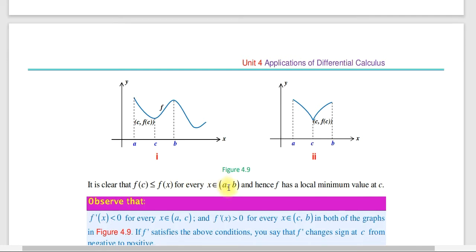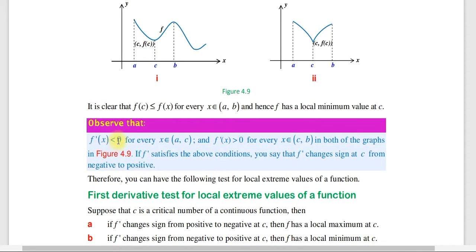It is clear that f of c is less than or equal to f of x for every x an element of (a, b), and f has a local minimum value at c ነው ምንለው አሁን እዚህ ላይ local minimum ነው ያለው okay as c ላይ እዚህ ጋርም እንደዛው local minimum ነው እንደዚህ መጣ ወረደ ከዛ ዘለቀ መልሶ ስለዚህ እዚህ አካባቢ ላይ ሚኒመም ቫልዩ አለ ማለት ነው which is called local minimum እንለዋለን ማለት ነው.